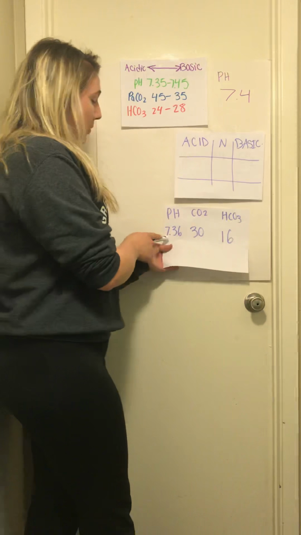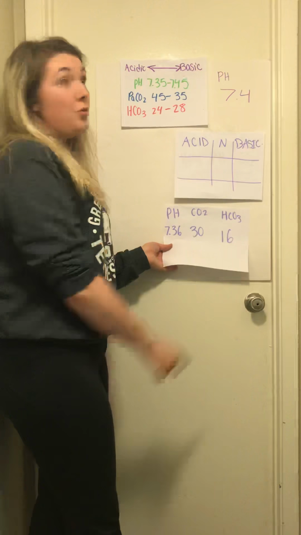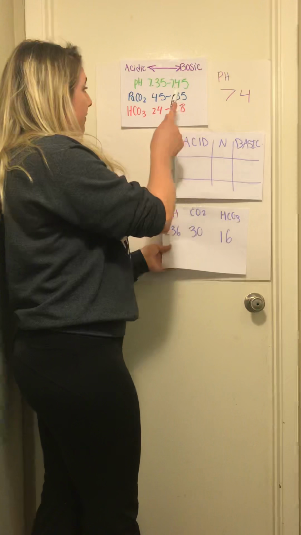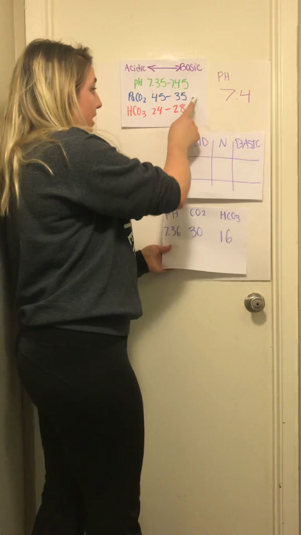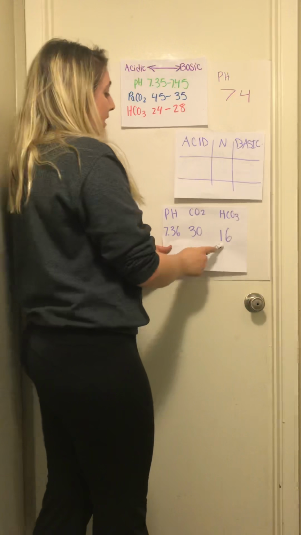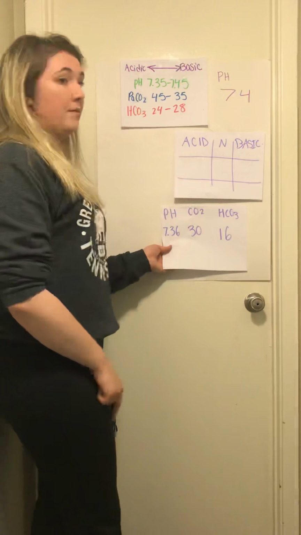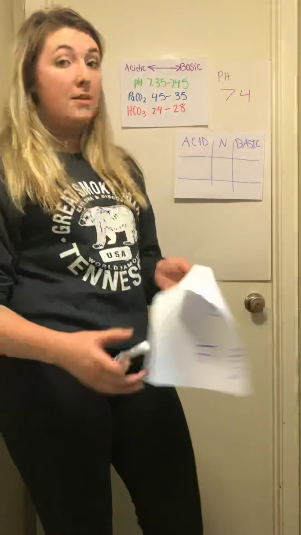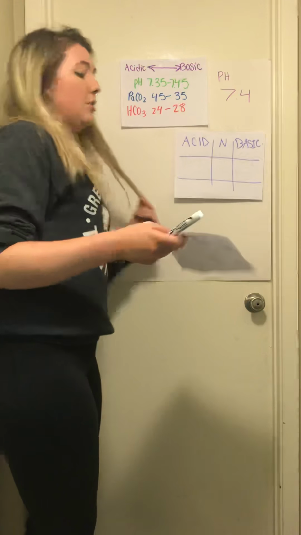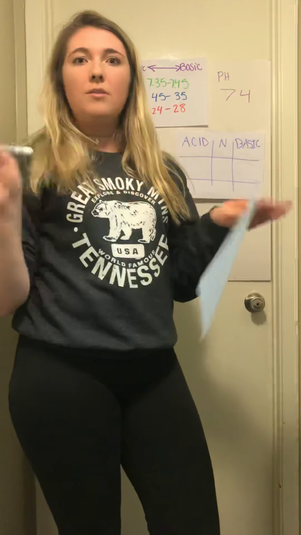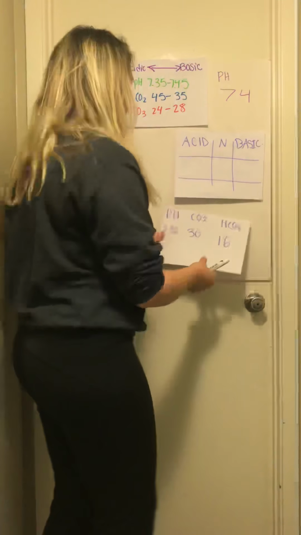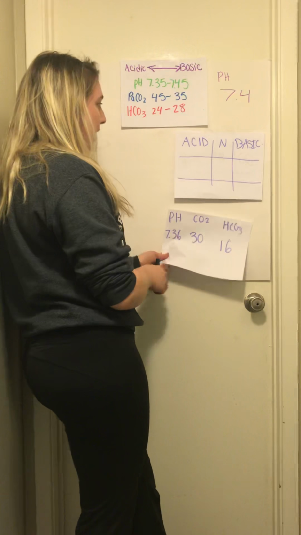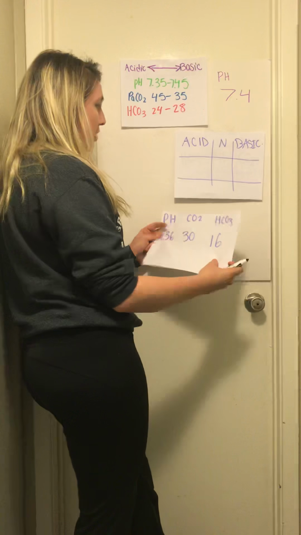So we come here and we see that 7.36 is still normal. It's still within our range. 30, however, is not in our range. It's less than 35. And 16 is less than 24. So we have these two off and this one normal, so we know it's fully compensated. So next we're going to have to figure out what kind of compensated state it's in. So we come over here and we're going to start writing this stuff down in our chart that we make.